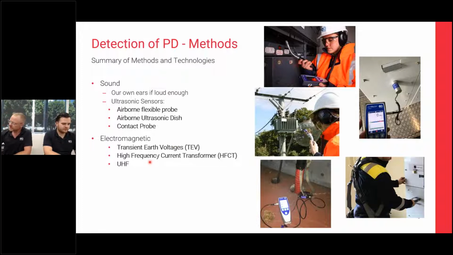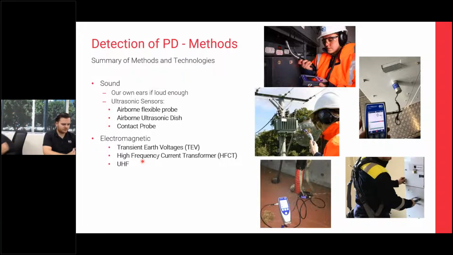The next sensor we can use is this one. This is called a high frequency current transformer. The old one was called a radio frequency current transformer. They effectively do the same thing. They are looking for electromagnetic signals traveling up and down the screens of cables or through any earth traps or anything like that. And then we also have UHF.